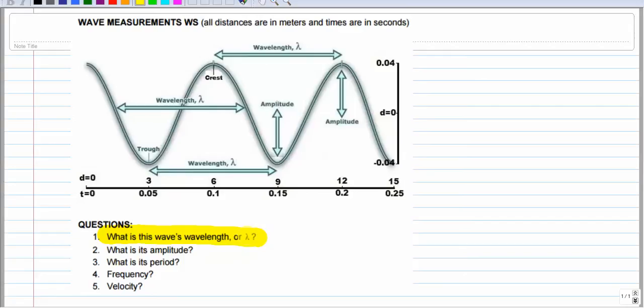Well, to get wavelength, we know that we're going to be in meters here, and we're going to be looking at distance. So across the bottom here, we go from 0 to 15 meters. So how do we measure wavelength? Here's the easiest way to do it. You find a spot on the wave. Probably the easiest thing to do would be pick a crest, and then you go to the next adjacent crest right here. The wavelength is just from that one crest to the next.